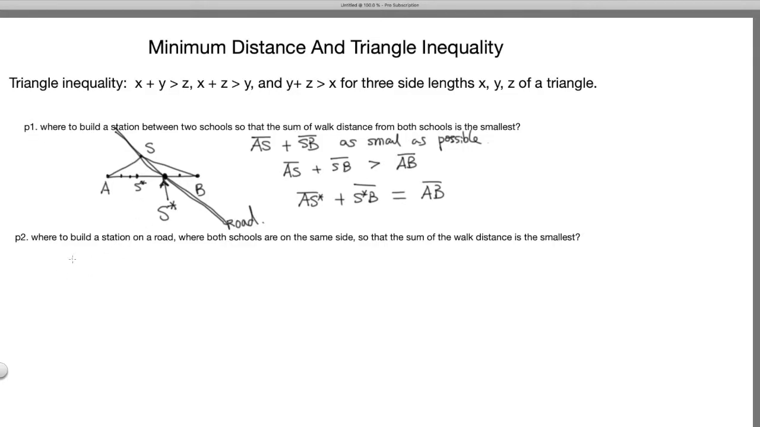Now, problem number 2, we add a bit of constraint. We still have A and B, the two schools. But the real life situation is there's a road which is somewhere here. So A and B both are on one side of this road.